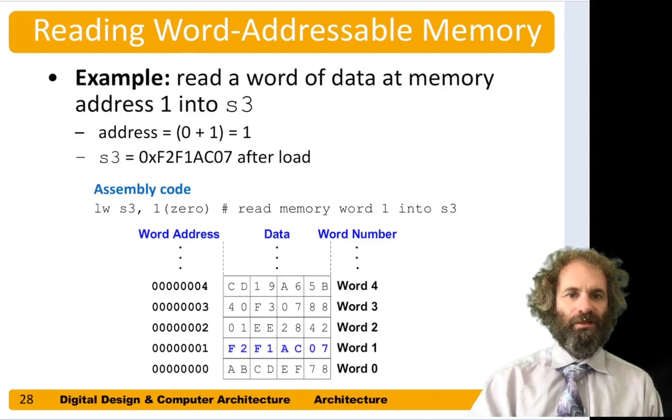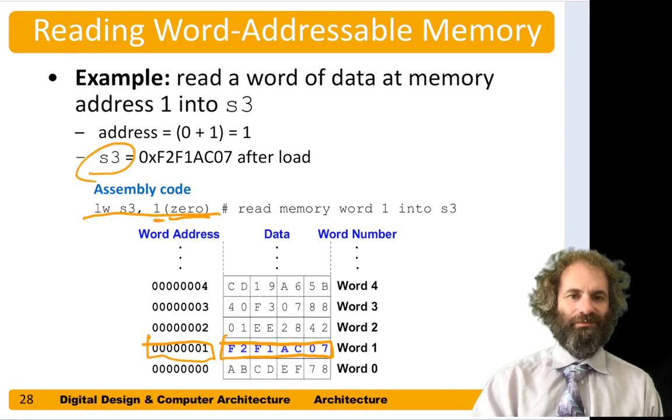For example, let's say we want to read a word from memory address 1 into register s3. We can write load word s3, 1(0). The base address register is 0, which just has the value 0. We add an offset of 1, that gives us memory address 1. We look at that address and we see stored in memory is F2F1AC07. We read that out and we put it into s3.